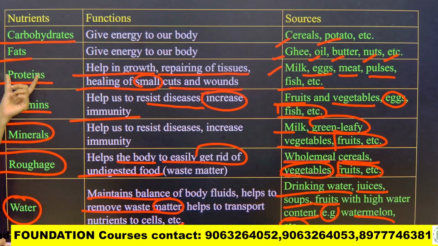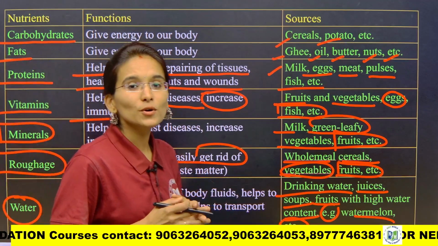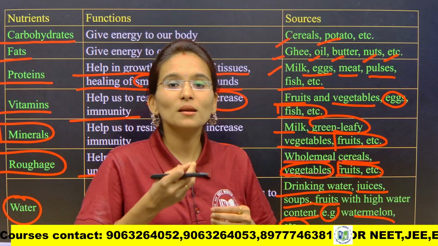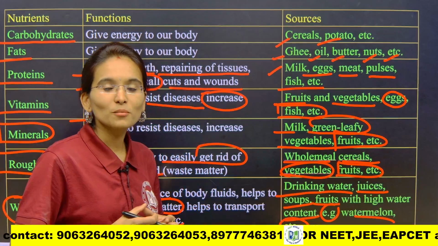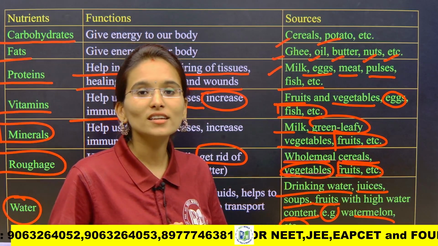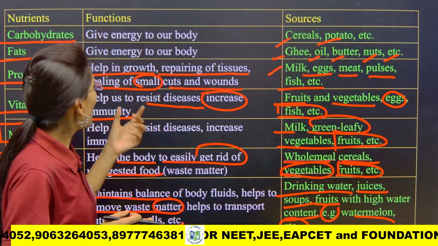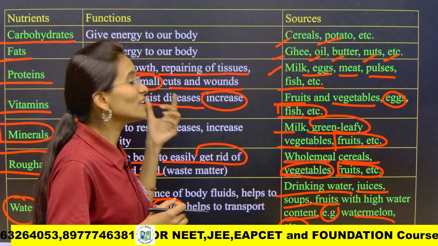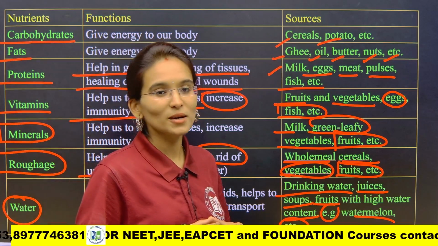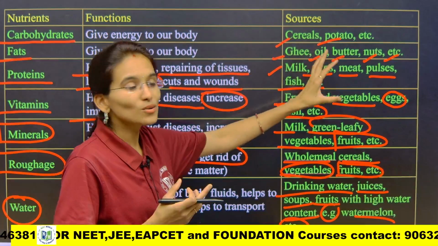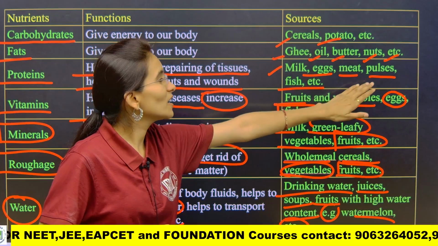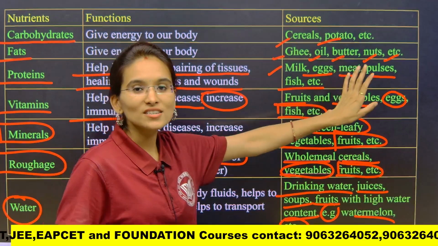Next, proteins. The main function of proteins is to help the growth and development of our body, and they are also involved in repairing tissues. They are also going to heal small cuts and wounds, my dear students. And the sources are milk, egg, meat, pulses, fishes, etc.